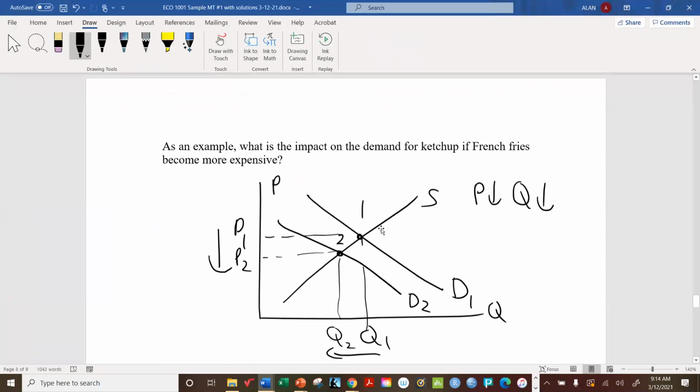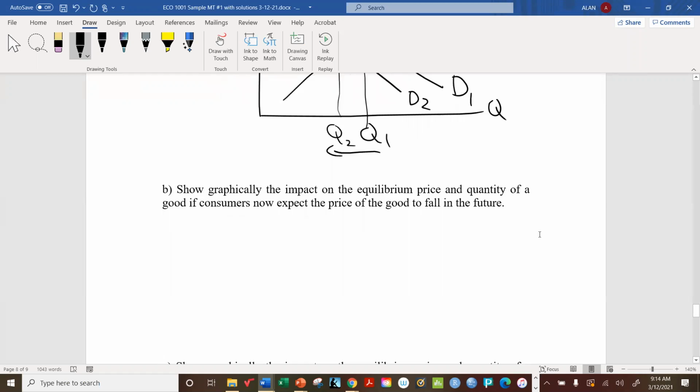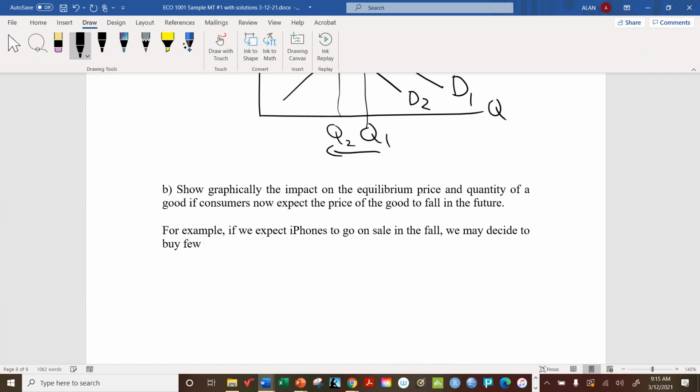All right, anyway, so what about B? We expect the price of the good to fall in the future, okay? And again, not that you have to do this, but for example, if we expect iPhones to go on sale in the fall, you may decide to buy fewer iPhones now and buy more when they go on sale. Okay, so what does that have to do with anything? The demand for iPhones today therefore decreases. And the demand curve shifts to the left.